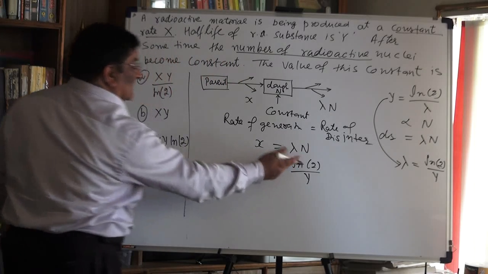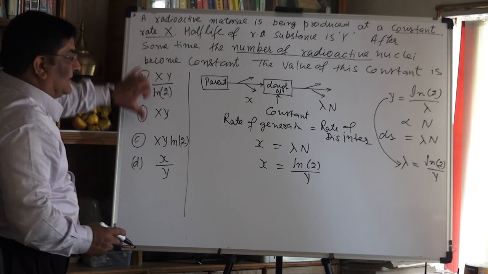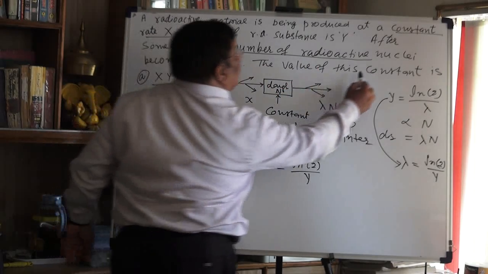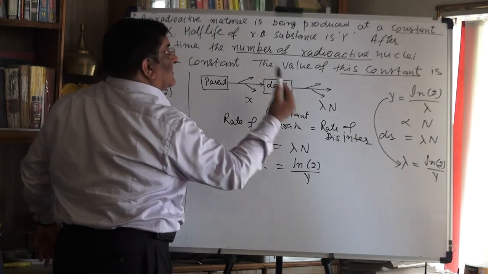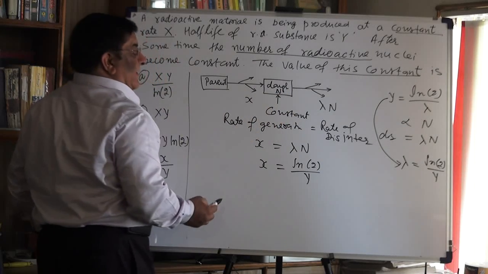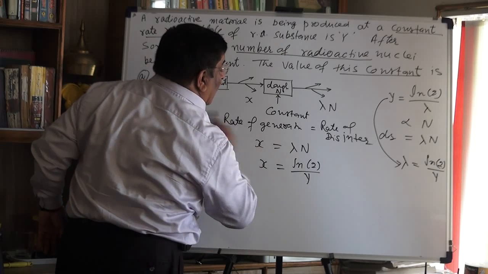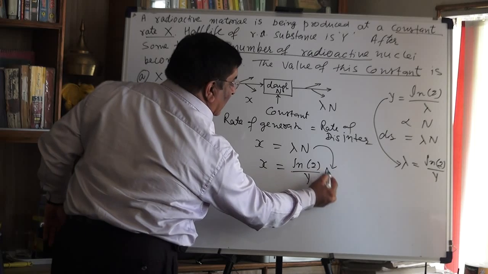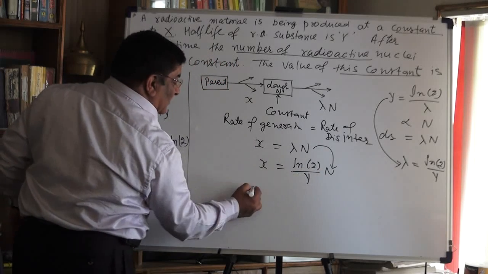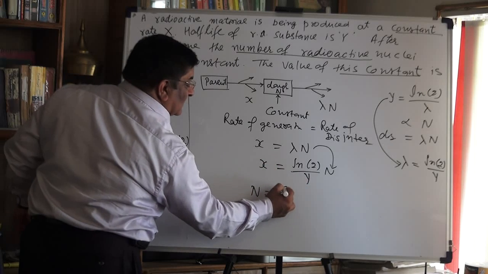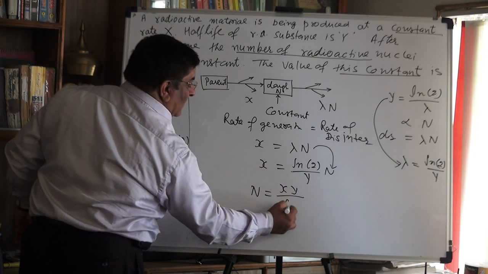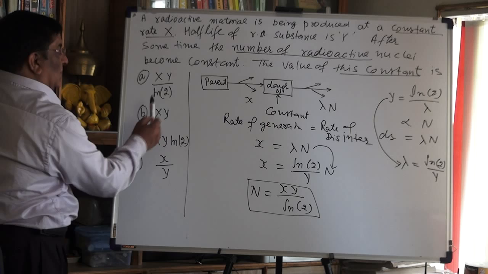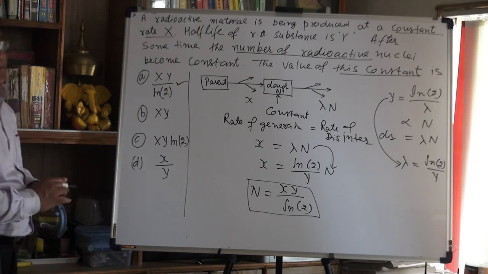So x is equal to, now we are trying to match it here, the value of this constant. What is this constant? This constant means this number n. So we have to find the value of n. Lambda is replaced by this and we put n here. Now how much is n equal to? n is equal to x into y upon log 2. So let's check whether there is an option for this. Here is the option for this. So this is our correct option.